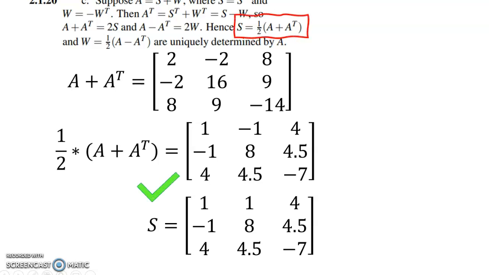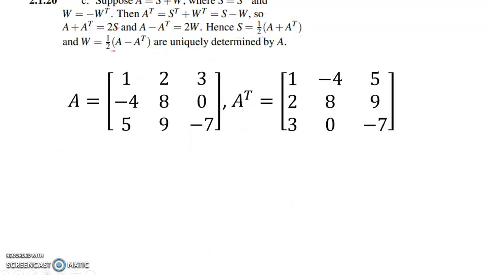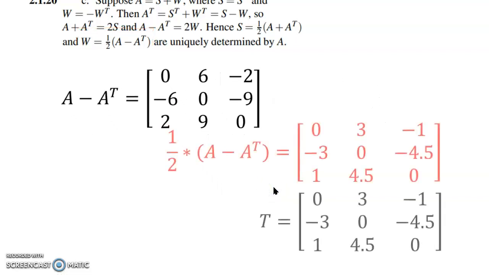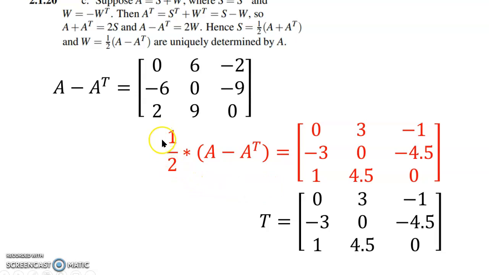And if I look at the W, this is the one that's skew-symmetric. So I have my matrix and its transpose, and I subtract. And yes, I do get zeros down the diagonal, and yes, this is a skew-symmetric matrix. Now what's cool is when I multiply it by 1/2, I get the same numbers as what I just found before with T. So I think these formulas right here might be good ones to know.